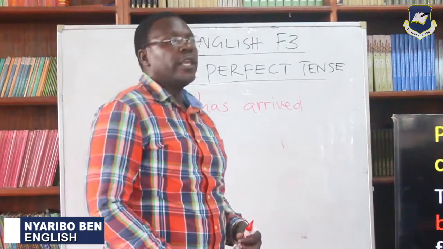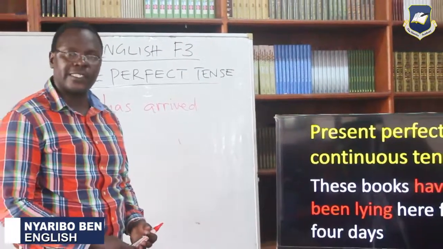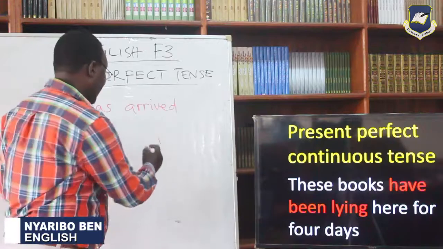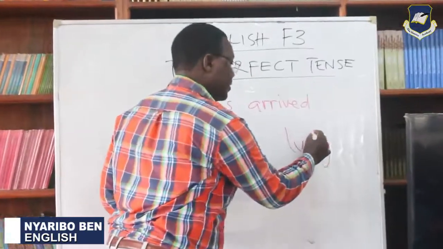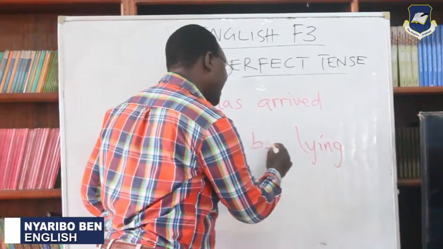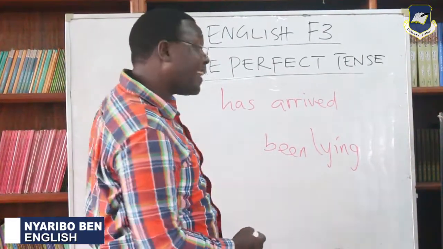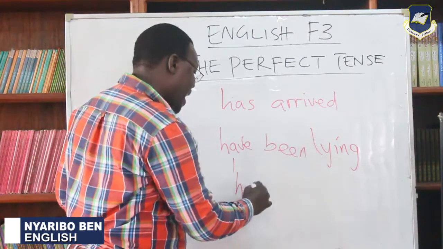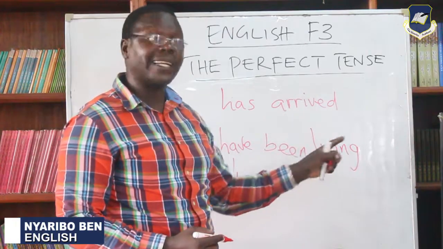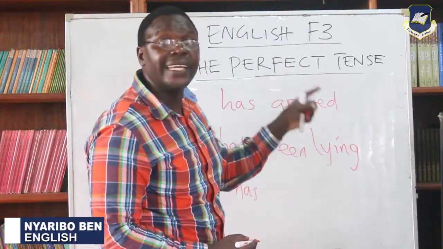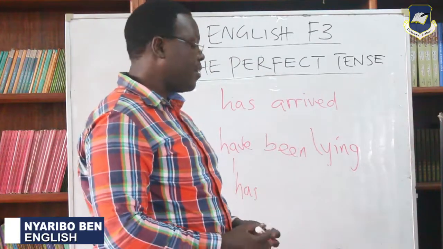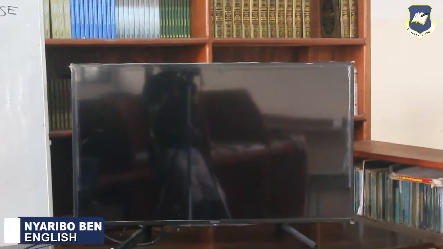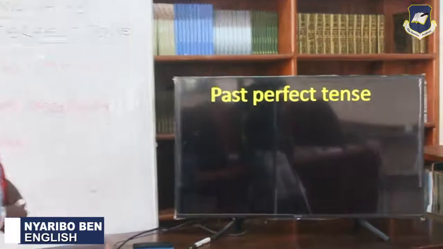You know, when we present our continuous or progressive aspect, we use ing. The word is lying. Then behind it we have been lying. Then behind that we have, this is plural of has been lying. This book has been lying. These books have been lying here for 4 days and they are still lying. Look at that. Next tense, the past perfect.